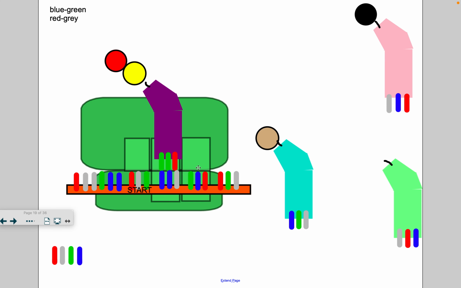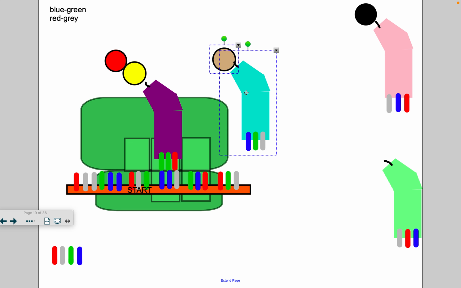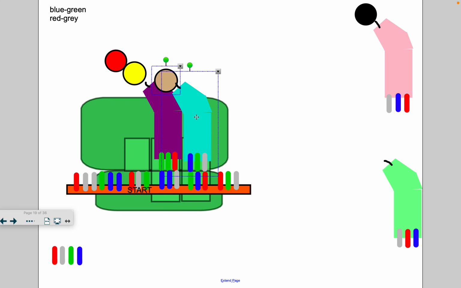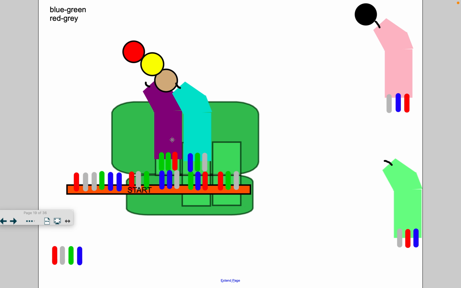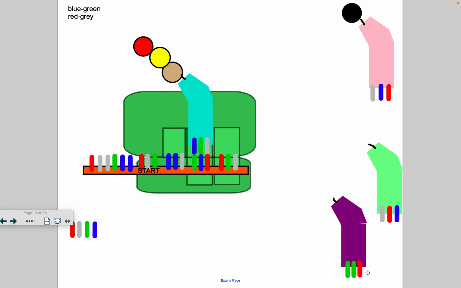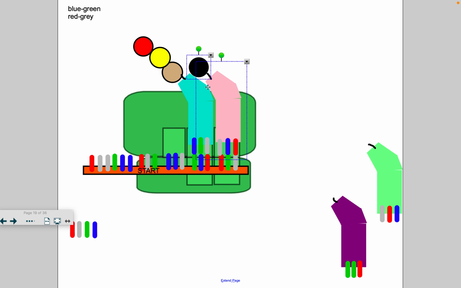So I'm looking for blue, green, gray. Blue, green, gray is this tRNA. And it comes in, and we get a peptide bond that forms between yellow and brown. And we slide on over, and this guy gets ejected. Pew! Shoots it out. And then this guy comes in. All right.